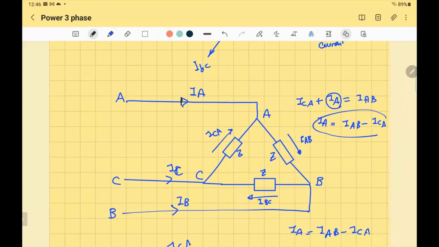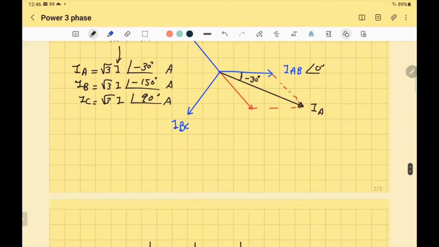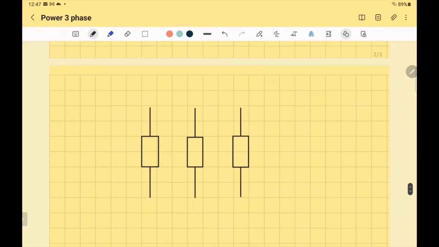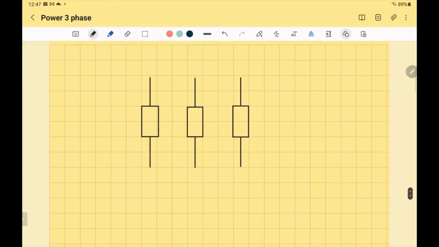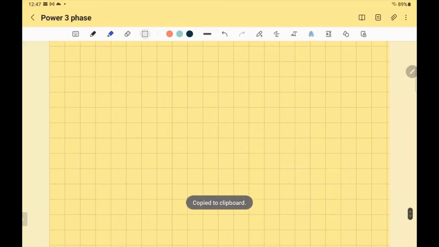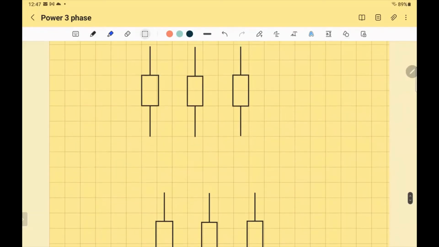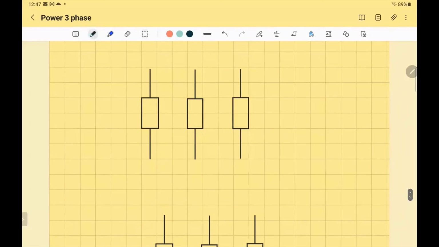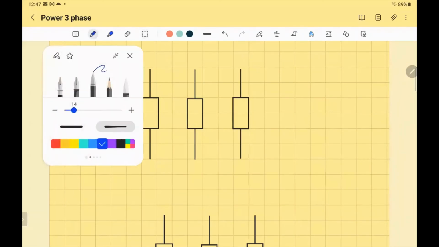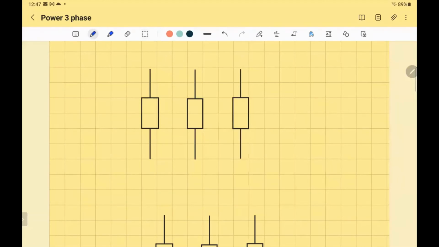Any question? So when you go to the lab, you have three loads for each phase. How do you connect the star? How do you connect the delta? Let me make the same. I will do the top one as a star. It's very simple. All you're supposed to do is find a beginning and end. If you say that is A, that's A dash. B, B dash. C, C dash.